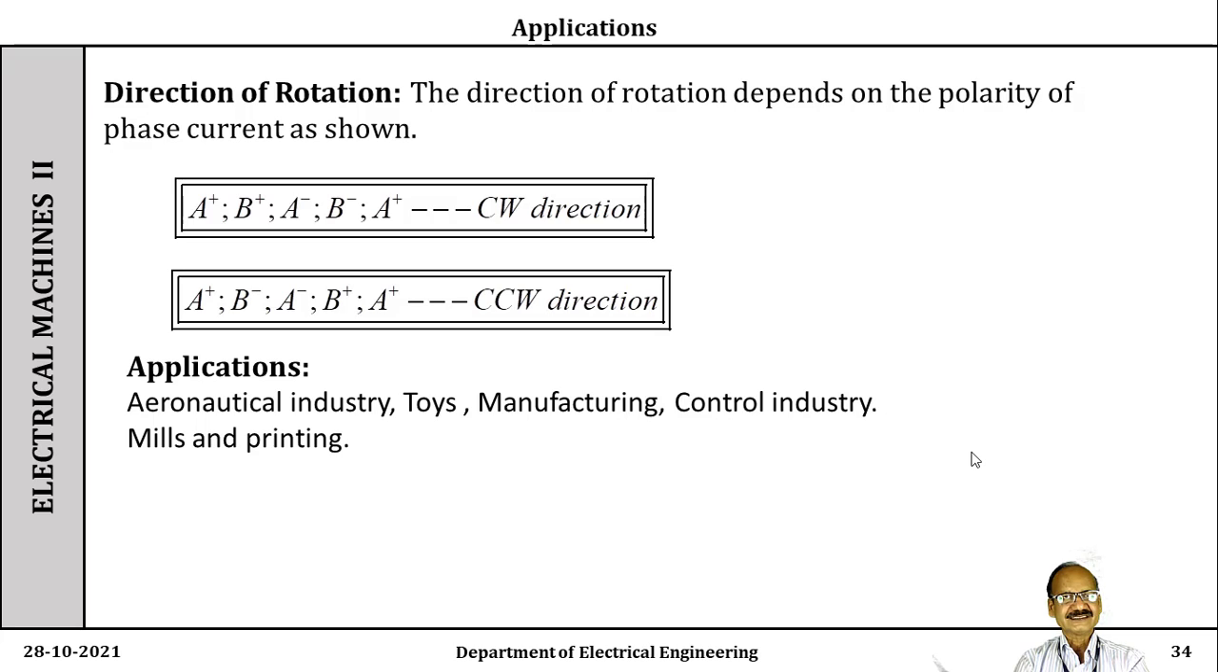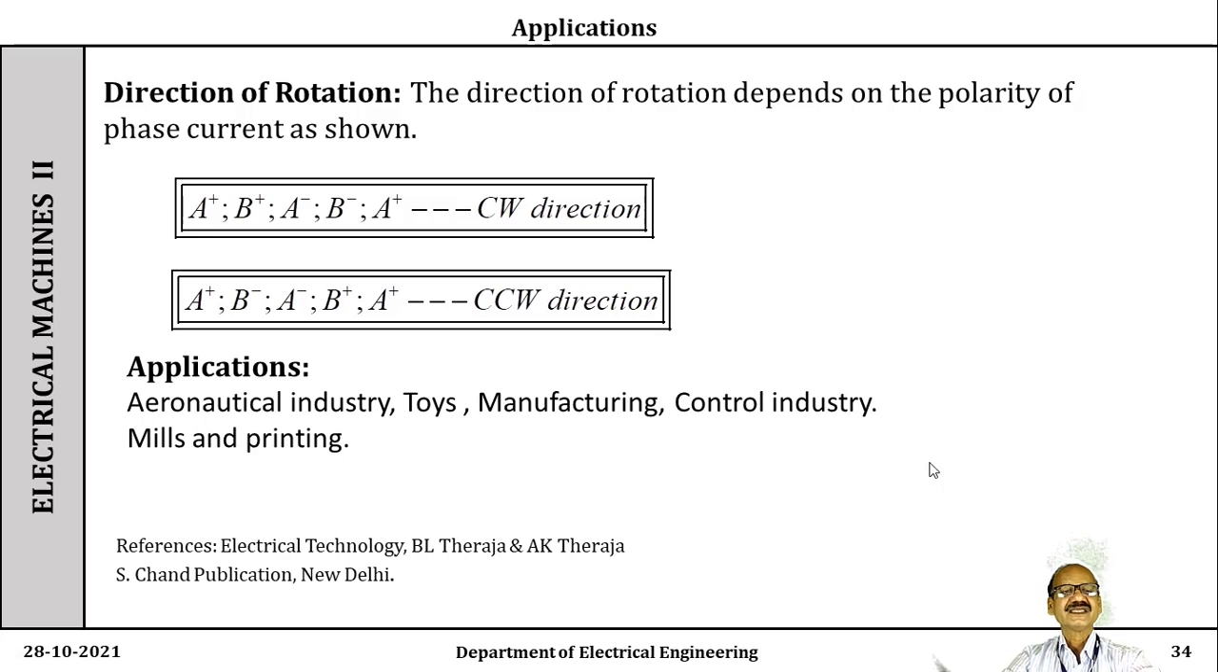And another thing is that the permanent magnet motor has a higher torque per weight ratio as compared to the variable reluctance motor. What are the applications of this permanent magnet stepper motor? This can be used for aeronautical applications, then industrial applications, toys, manufacturing, then control industries, process industries, and positioning controls, mills and printing, etc. We will stop here. Thank you very much.